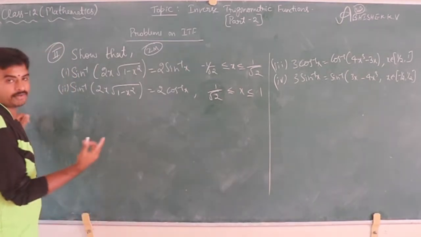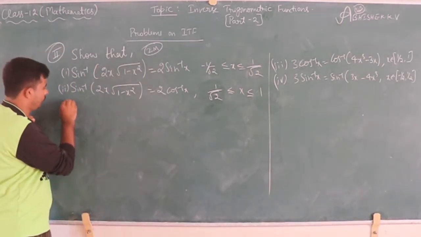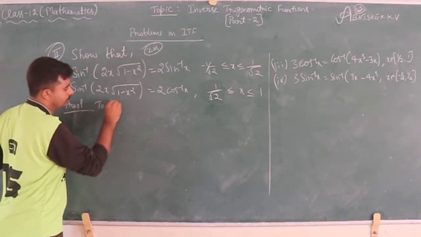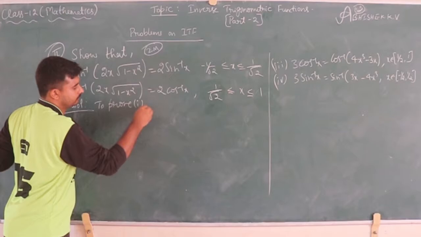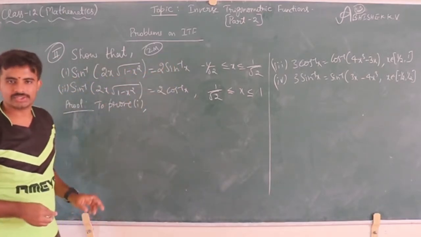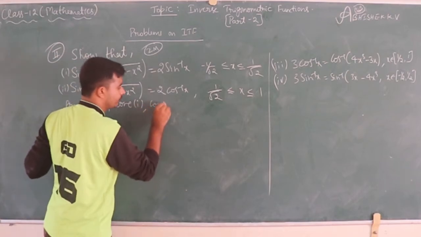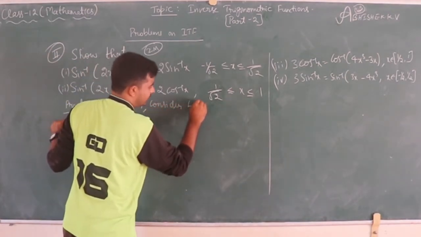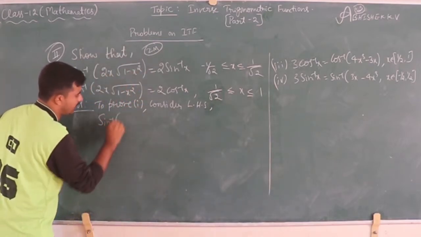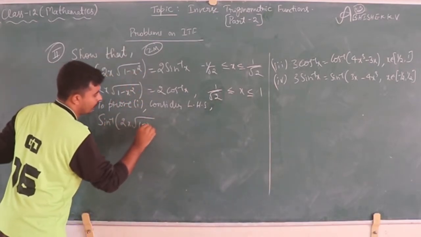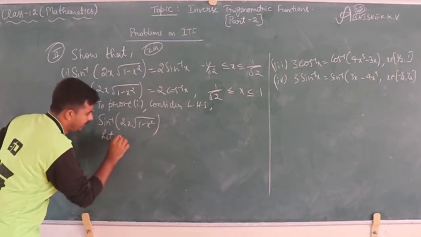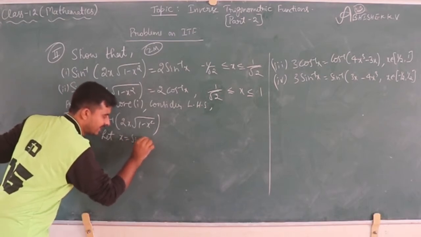Yes. Then how can we prove this? See, proof. To prove 1, that is sin inverse of 2x into root of 1 minus x square is equal to 2 sin inverse x, consider LHS. That is sin inverse of 2x into root of 1 minus x square. Let us consider x is equal to sin theta.